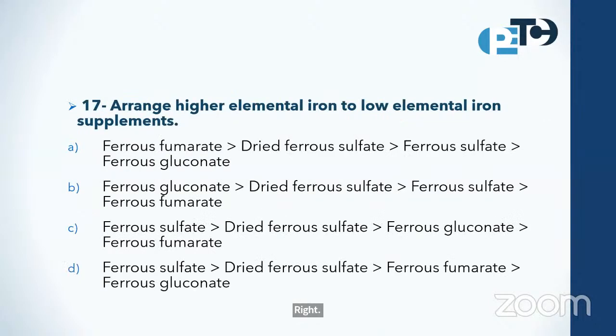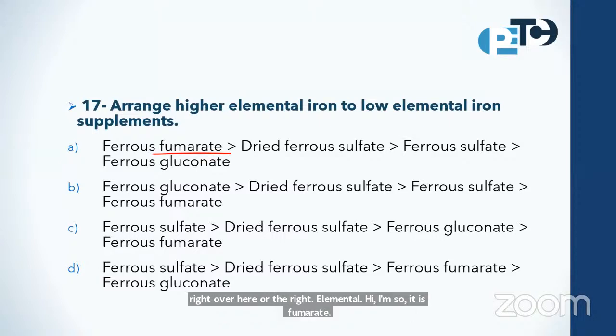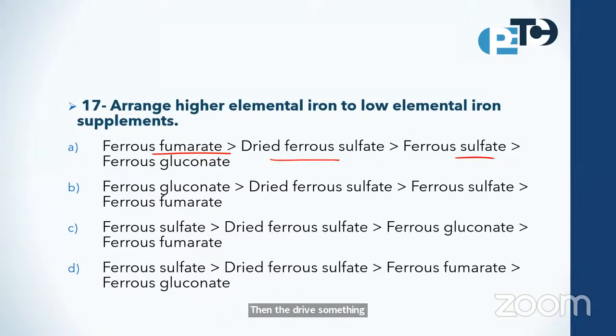Arrange the salts of iron from higher elemental iron to lower elemental iron supplement: ferrous fumarate, sulfate, dried sulfate, or gluconate. The right order here: elemental iron is highest in which salt? It is fumarate. Then the dried sulfate, then sulfate, and then gluconate.